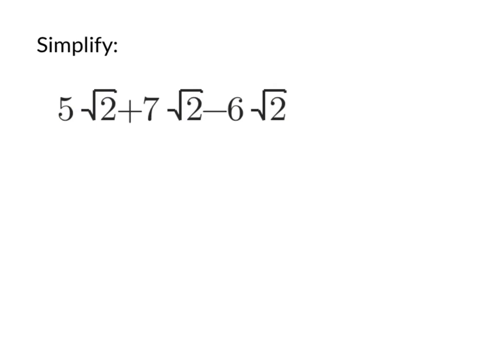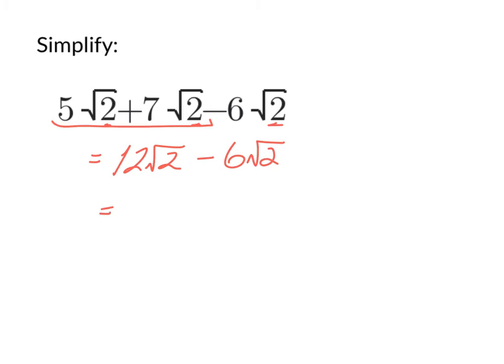So when we're trying to simplify 5 square root 2 plus 7 square root 2 minus 6 square root 2, all 3 of these terms are alike because all 3 of their radicands are the same. They're all 2's. So I'm going to take the first 2 terms and add them together first. 5 plus 7 makes 12 of these square root 2's, and we still have to subtract 6 square root 2's. So 12 minus 6 makes 6 square root 2's.